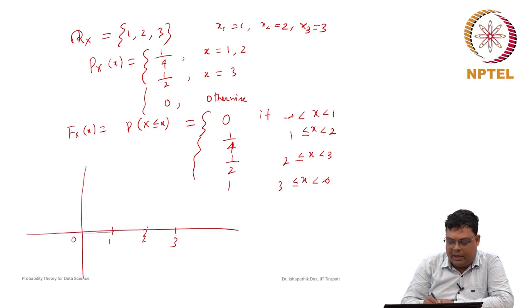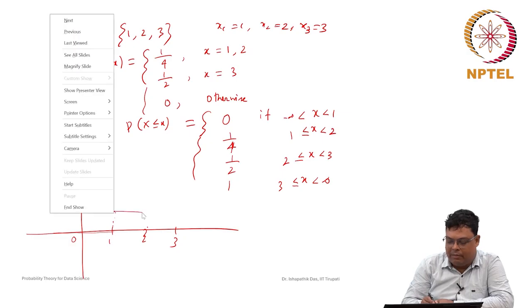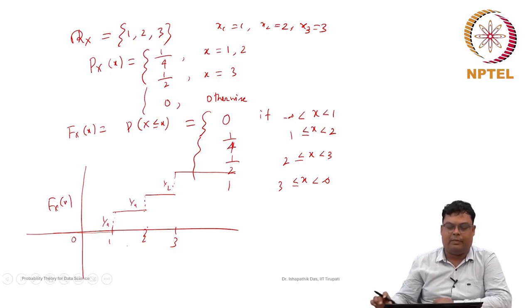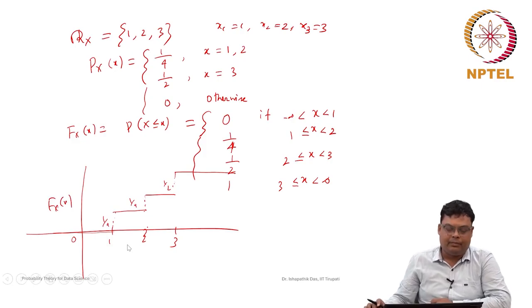So, how can we find the cumulative distribution function? Up to 0 it is 0, then up to 1 it is 1 by 4, then this is 1 by 4, and then adding 1 by 2, this is nothing but 1. So, this is 1 by 4, this is 1 by 4, this is 1 by 2. So, this is the CDF, F_X(x), corresponding to this random variable.